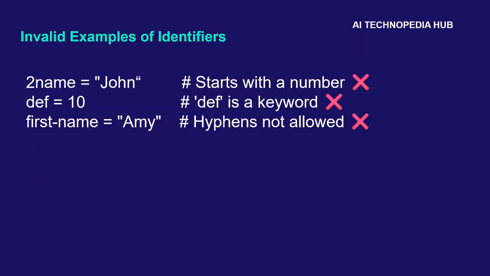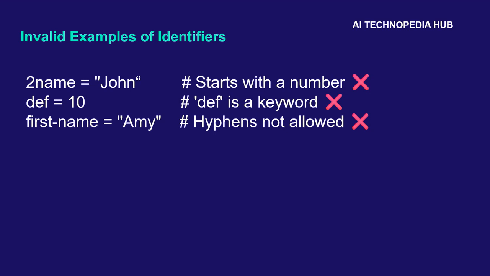Now, as we just learned, in Python, identifiers are the names you give to variables, functions, classes, and more. But not all names are allowed. Let's look at some examples that are not valid identifiers in Python. First, we have the name equal to John. This is invalid because identifiers cannot start with a number. Variable names must always begin with a letter or an underscore.